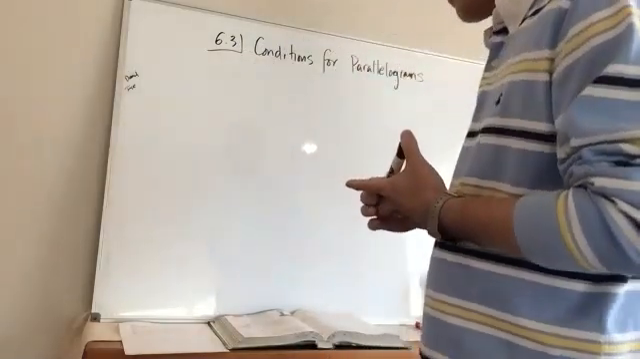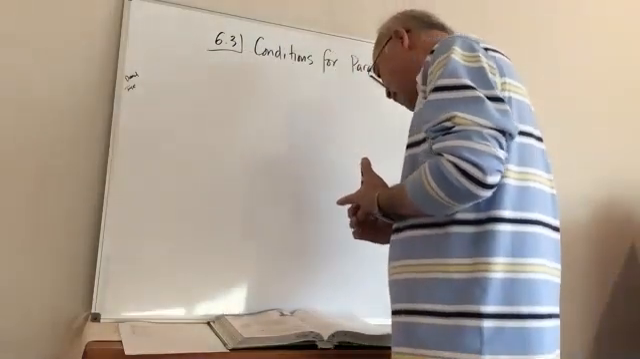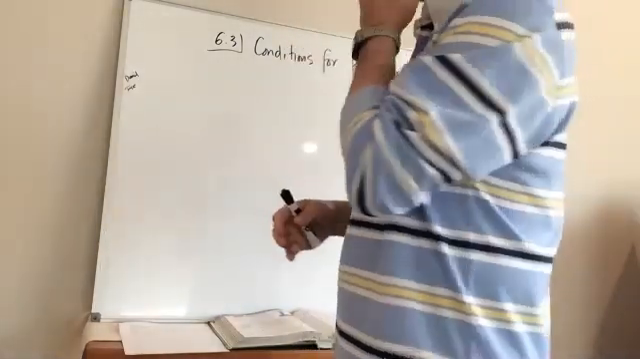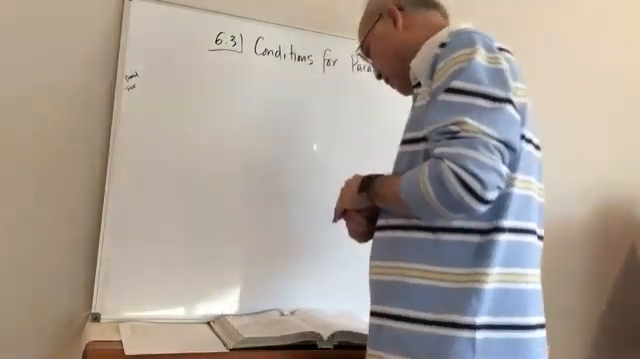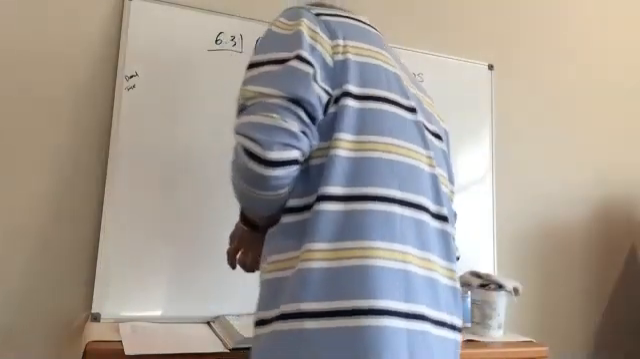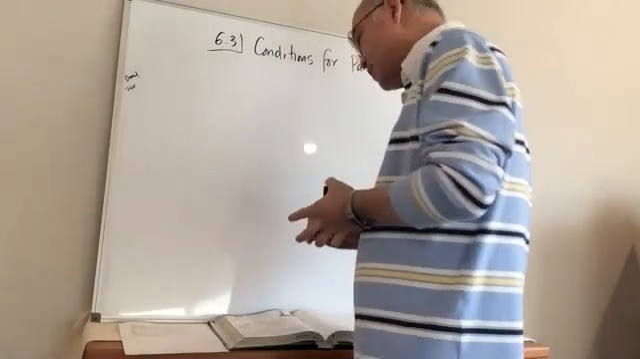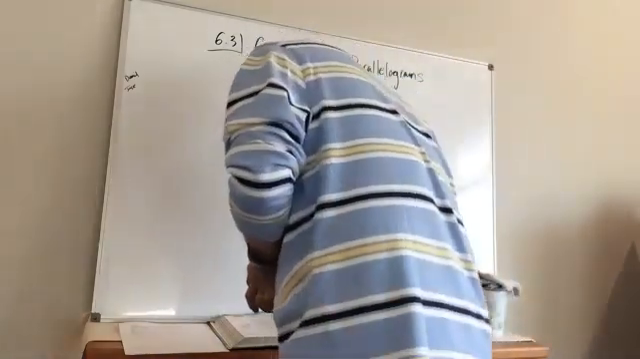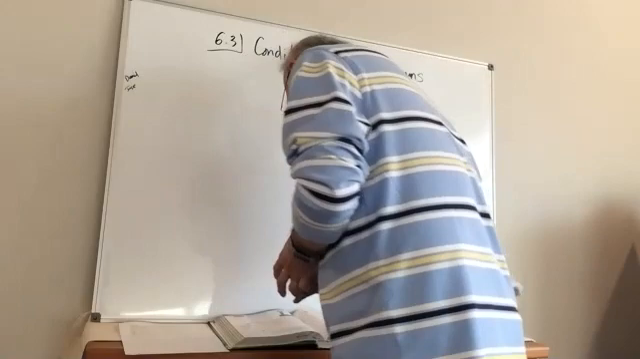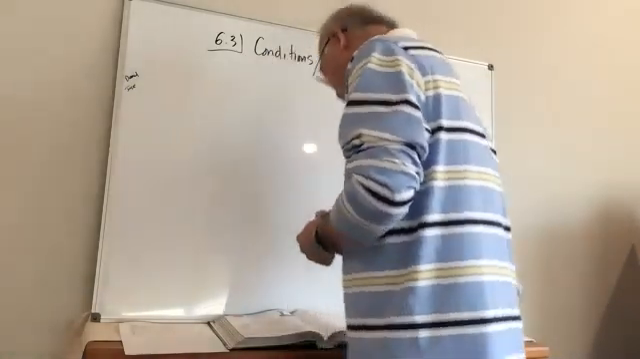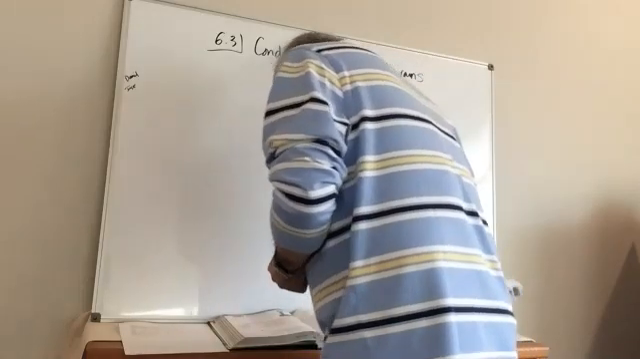So we're talking about the 5 conditions that result in a parallelogram, all right? If you look at the theorem there, you have 6.3-1, 2, and 3 first. Let's look at that. 6.3-1: if one pair of opposite sides of a quadrilateral are parallel and congruent, then it's a parallelogram.